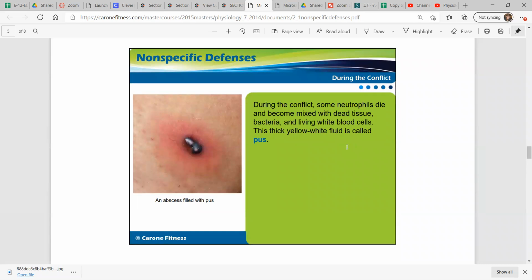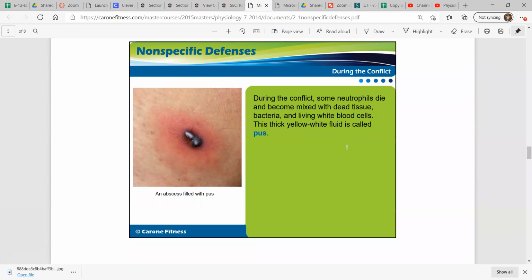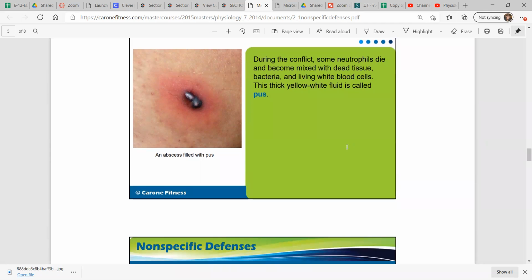During the conflict, some neutrophils die and become mixed with dead tissue, bacteria, and living white blood cells. And that thick yellow-white fluid is called pus. So whenever neutrophils die and then mix with other things like tissue, bacteria, and cells, that's where pus comes from.